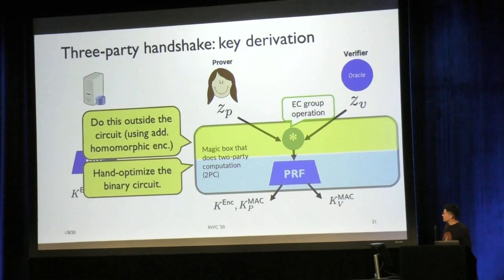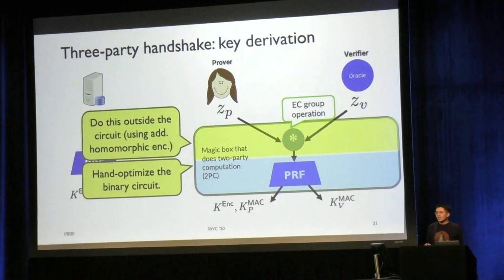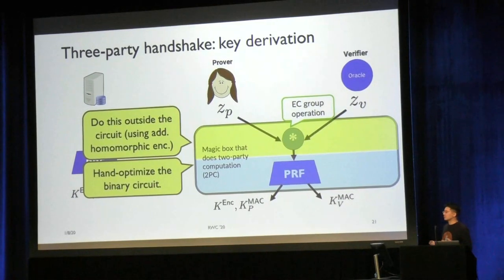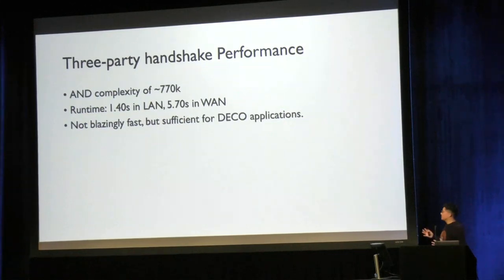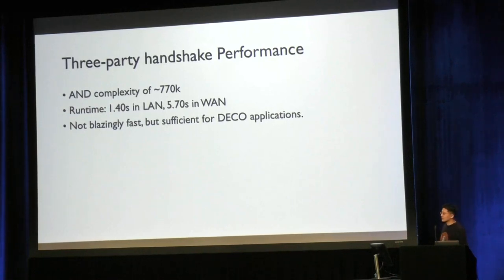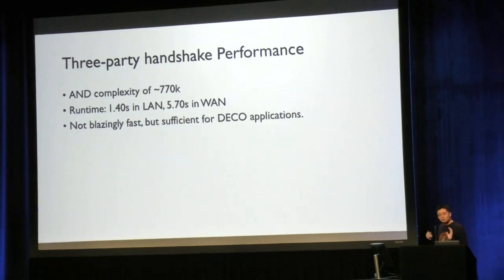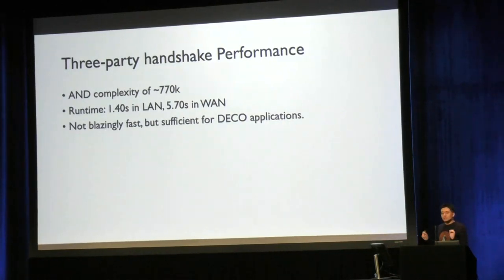Secondly, we hand optimize the binary circuit. We started with an efficient SHA-2 circuit from previous work and added functionalities to make a PRF out of it, and hand-optimized it to reduce the size. The outcome of all of this is a handshake circuit with an end complexity of 7070K. Concretely, the runtime of the three-party handshake protocol is about 1.4 seconds in a LAN setting and about 5.7 seconds in a WAN setting. Although this is not blazingly fast, it is sufficient for our purpose, because we envision Deco being used periodically in most of the natural applications of Deco.